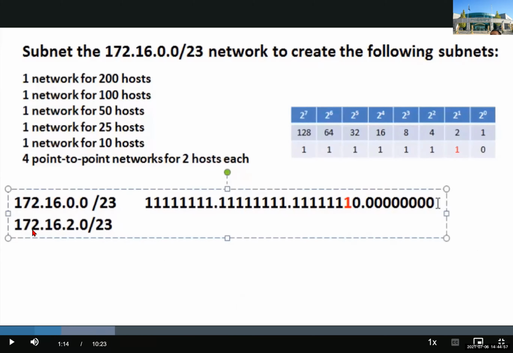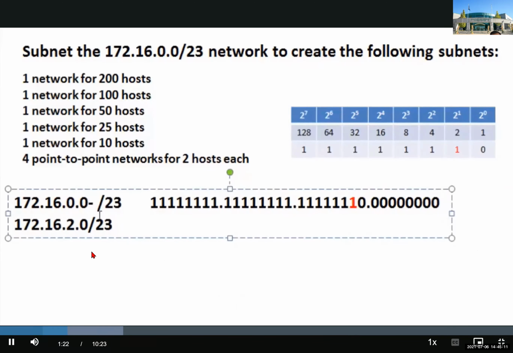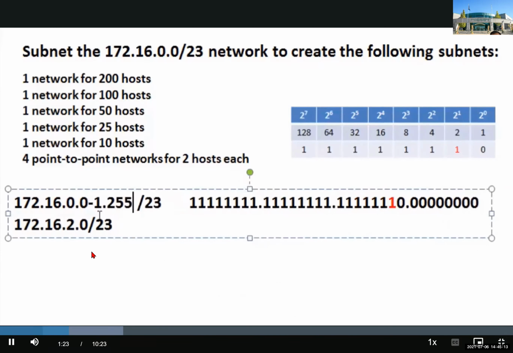So even for the next one, you will have 172.16, go up by 2, that's the magic number here, and /23. So the address space that we're working with goes from 172.16.0.0 all the way up to 1.255. Let's see if this is enough addresses to create all of these subnets for this specified amount of hosts.